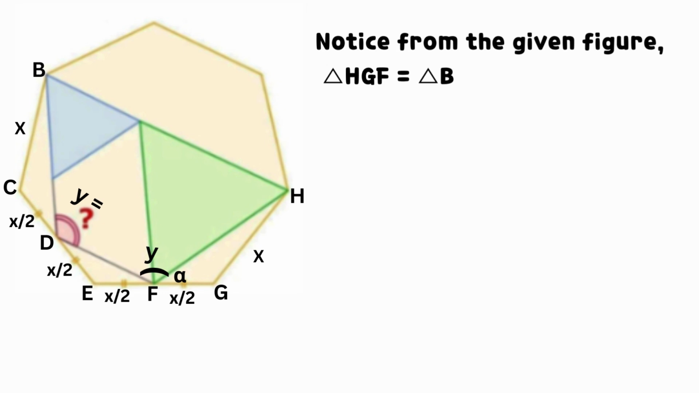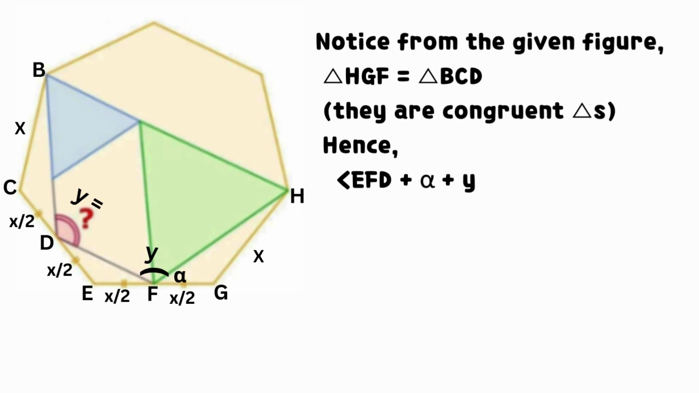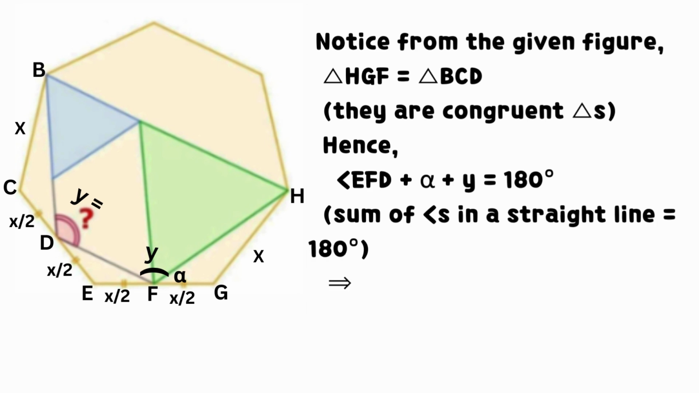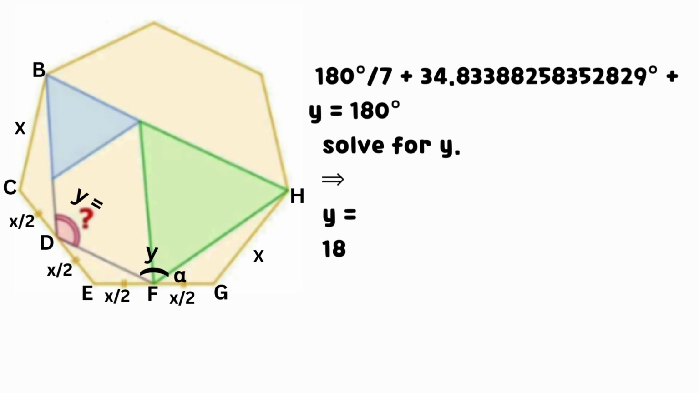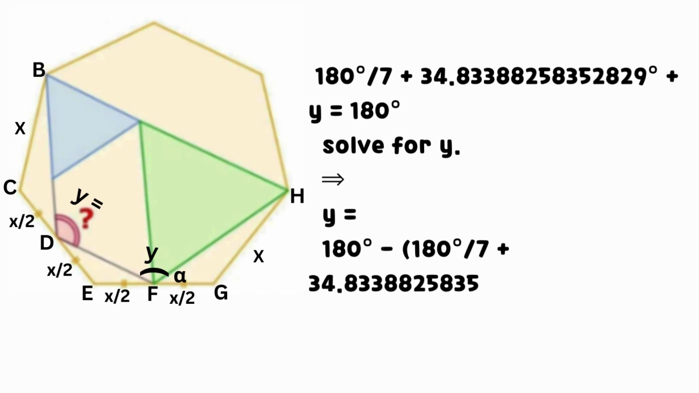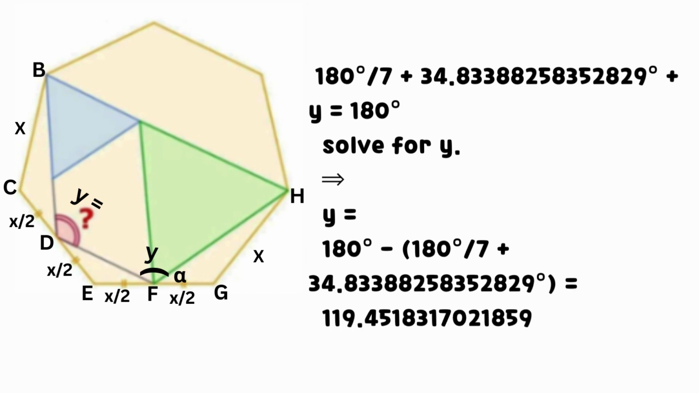Notice from the given figure, triangle HGF equals triangle BCD. These are congruent triangles. Hence, the sum of angle EFD, alpha and Y equals 180 degrees. It is because the sum of angles in a straight line equals 180 degrees. This implies that the sum of 180 degrees divided by 7, 34.83388258352829 degrees and Y equals 180 degrees. Solve for Y.